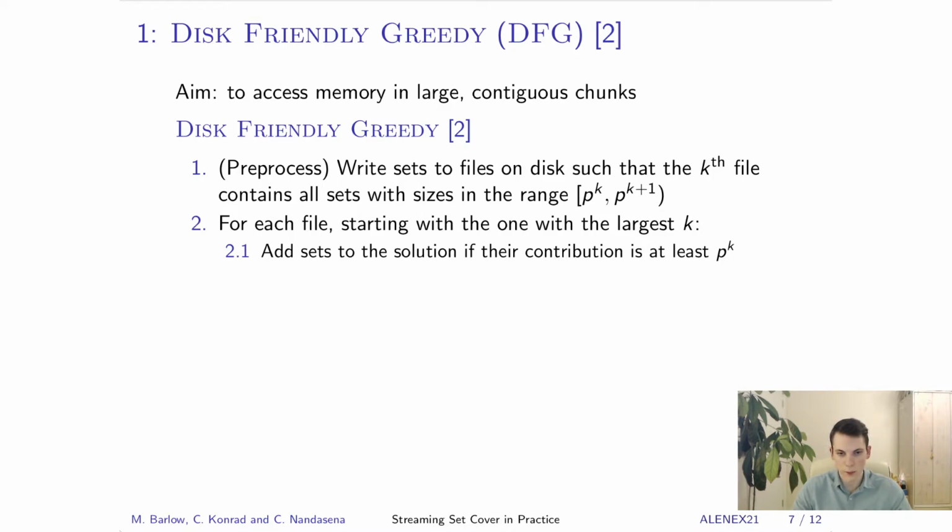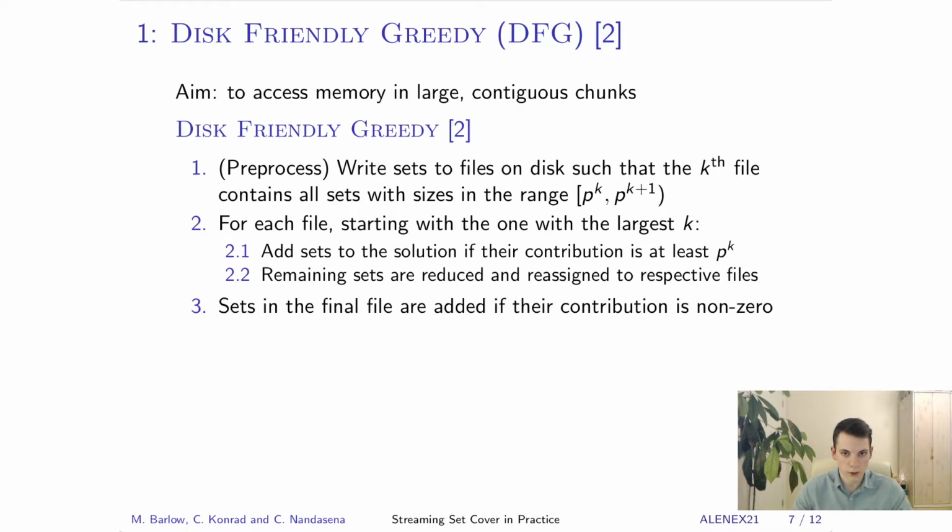Remember here that some sets may contain elements that have been covered already, so their contribution may be lower than the file's lower set size bound, p to the k. To deal with these sets that aren't added to the solution, we reduce them, which means we remove the covered elements, and then we reassign them to the file which corresponds to their new size. And in the final file, we just add sets to the solution if their contribution is non-zero.